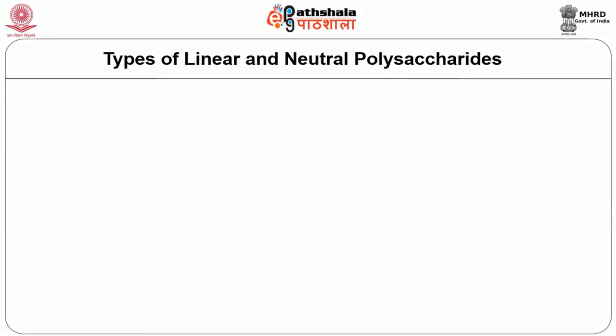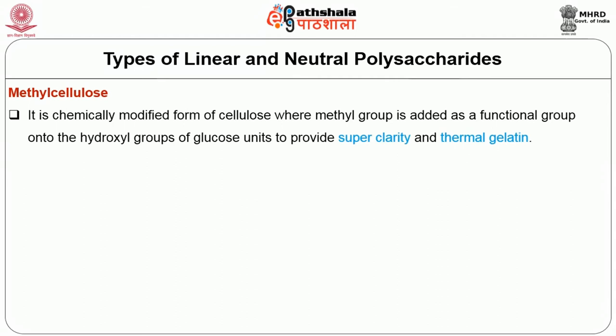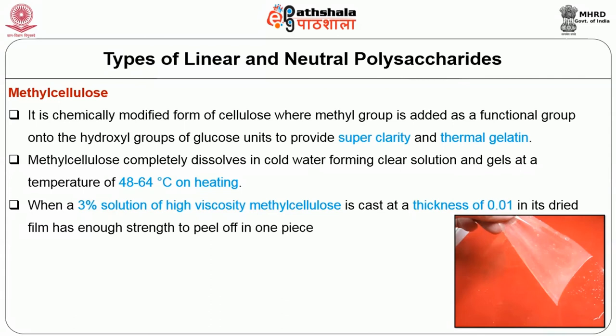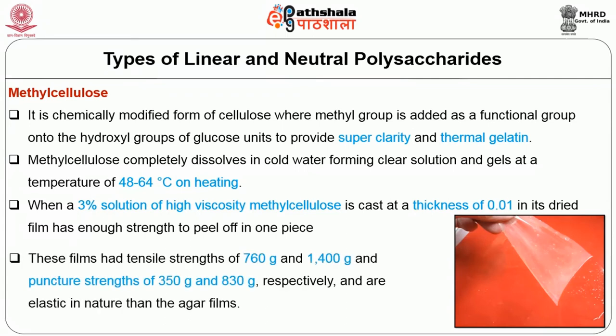We will learn some more details about methyl cellulose. It is a chemically modified form of cellulose where a methyl group is added as a functional group onto the hydroxyl group of glucose units to provide super clarity and thermal gelation. Methyl cellulose completely dissolves in cold water, forming a clear solution, and gels at a temperature of 48 to 64 degrees Celsius on heating. When a 3% solution of high viscosity methyl cellulose is cast at a thickness of 0.01 inch, its dry film has enough strength to peel off in one piece. These films had tensile strengths of 760 gram and 1400 gram and puncture strengths of 350 gram and 830 gram respectively, and are more elastic in nature than the agar films.